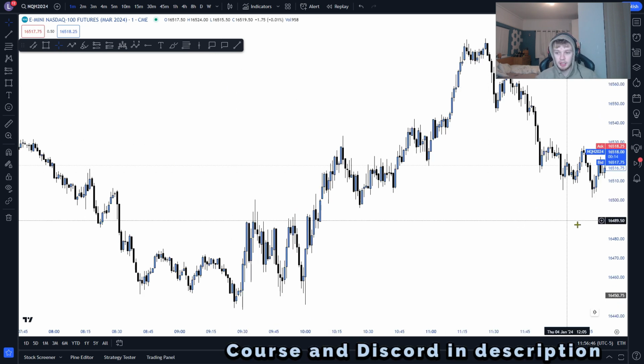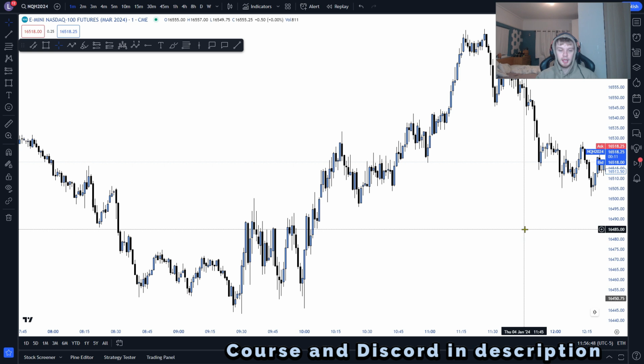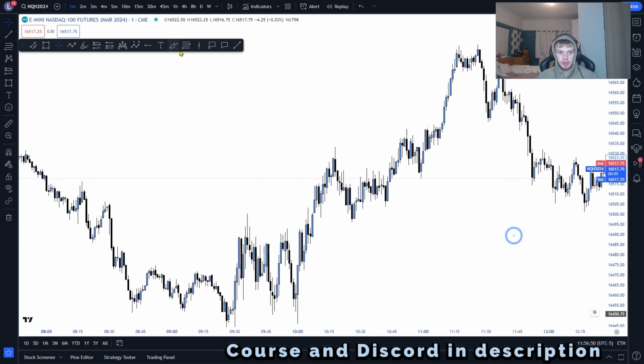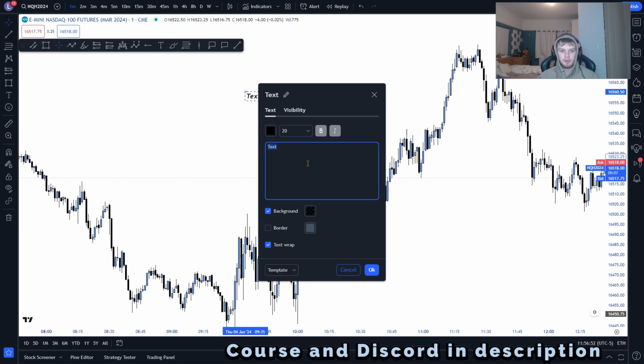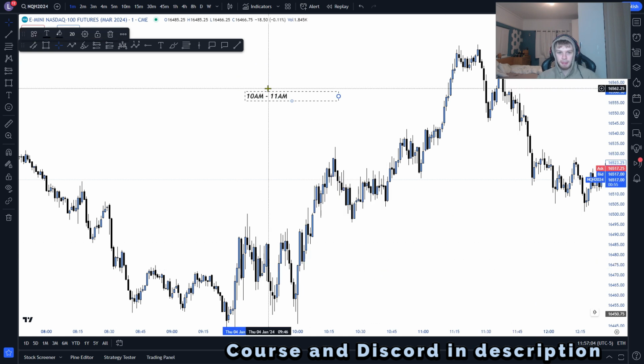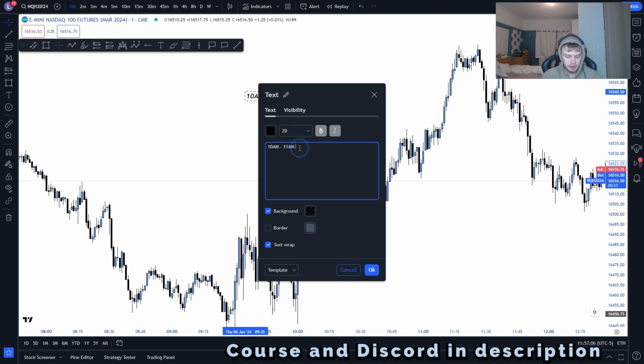So the first step that you're going to want to know is where you're going to target with the ICT Silver Bullet. But before we get into that, let me just tell you the times that you can trade the Silver Bullet. You can trade the ICT Silver Bullet from 10 a.m. to 11 a.m. Now this is New York time, so UTC -5. These are the only times that you can trade the Silver Bullet.